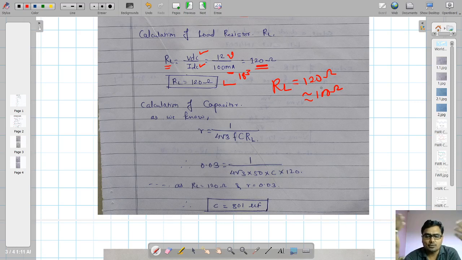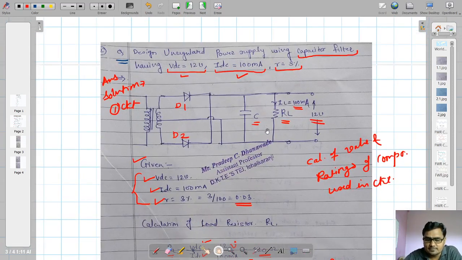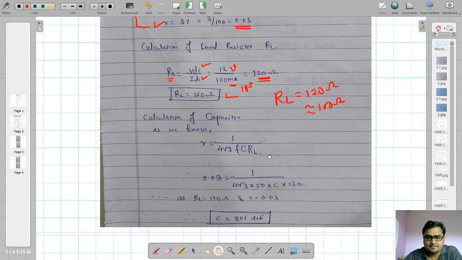Load voltage means VDC, load current means IDC. Both things are given in the statement. Put the values, use your calculator, and you will get the value of the load resistor. Then after the load resistor, this is what we have calculated, the next component that comes is the capacitor. Let us calculate the value of the capacitor.